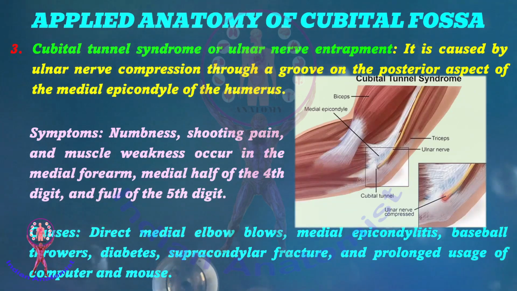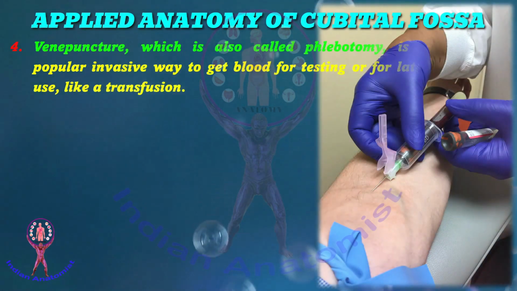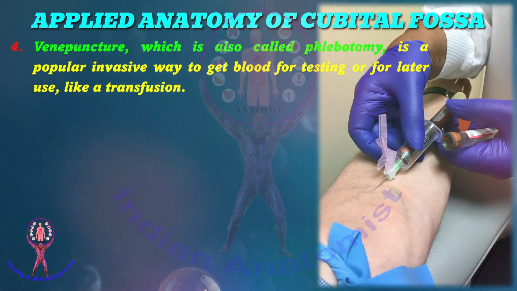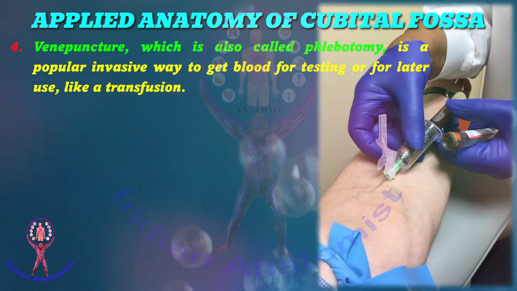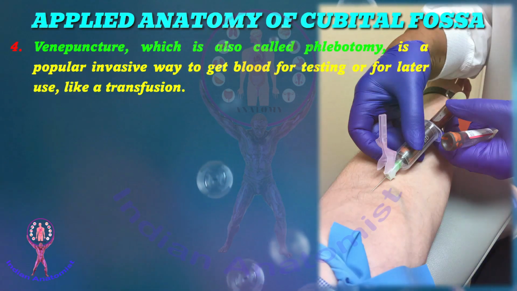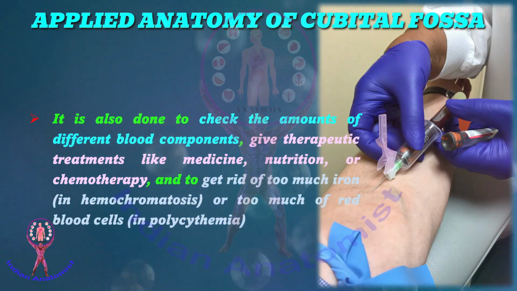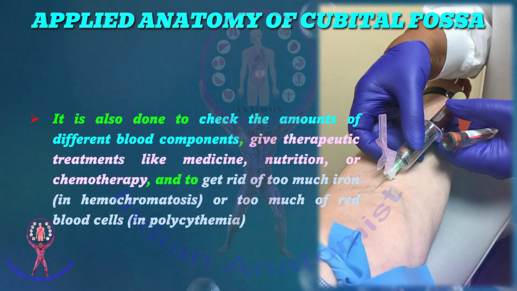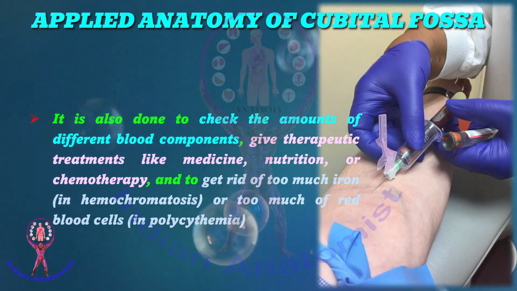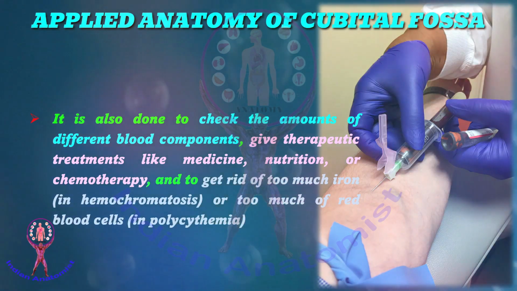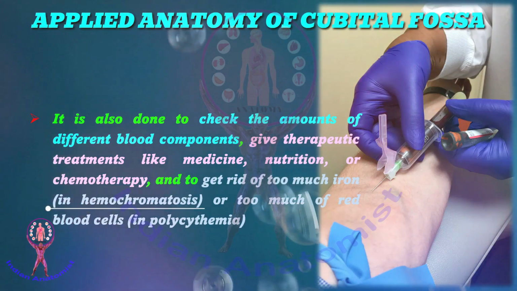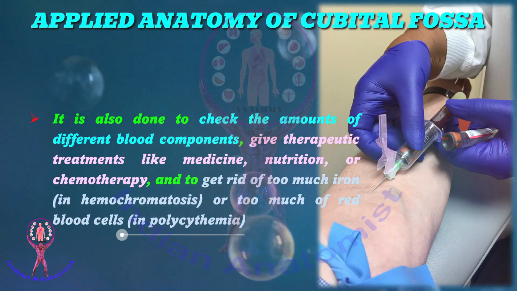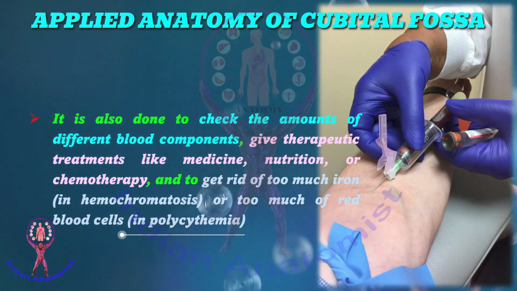of computer and mouse. Venipuncture, which is also called phlebotomy, is a popular invasive way to get blood for testing or for later use like transfusion. It is also done to check the amounts of different blood components, give therapeutic treatments like medicine, nutrition or chemotherapy, and get rid of too much of iron in conditions like hemochromatosis or red blood cells in polycythemia.